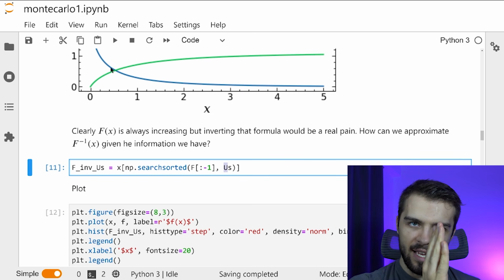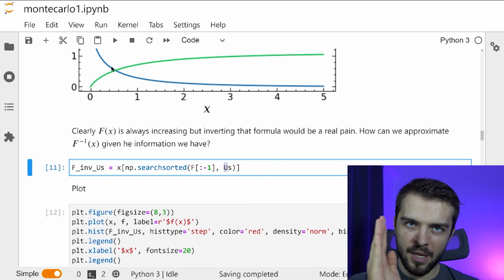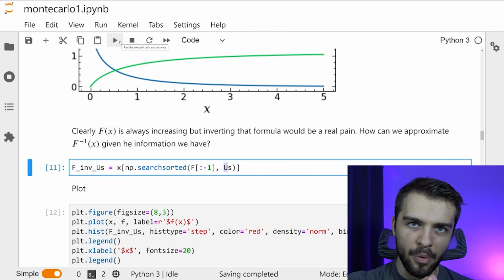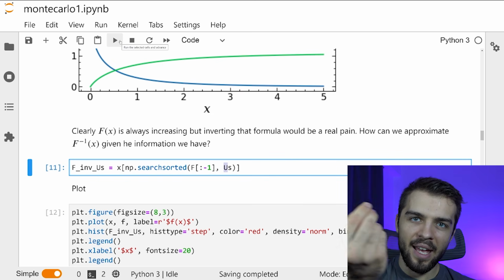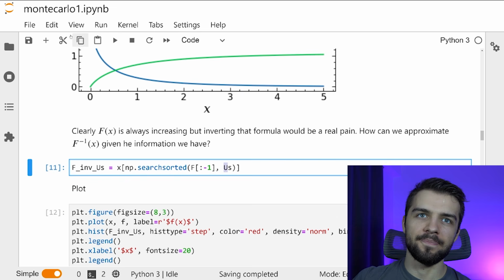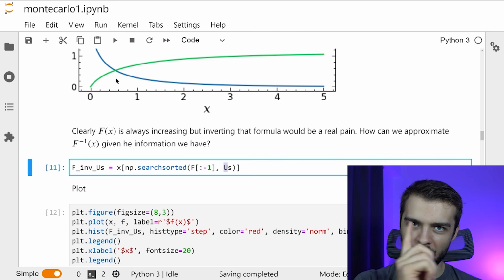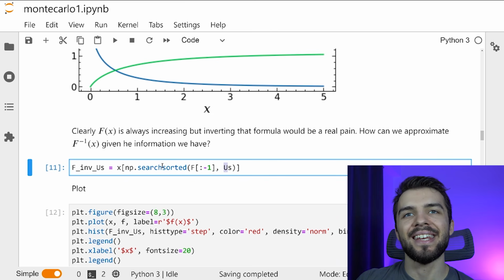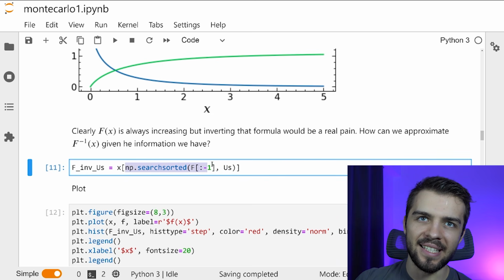So if I had 0.1, 0.3, 0.7, 0.9, and I was given a value of 0.4, I know that 0.4 would have to come after 0.3 and before 0.7, right? And that's the index. So I would find the index of that, and that's the index it would return. And so that's what's going on here. So it gives the indexes here.